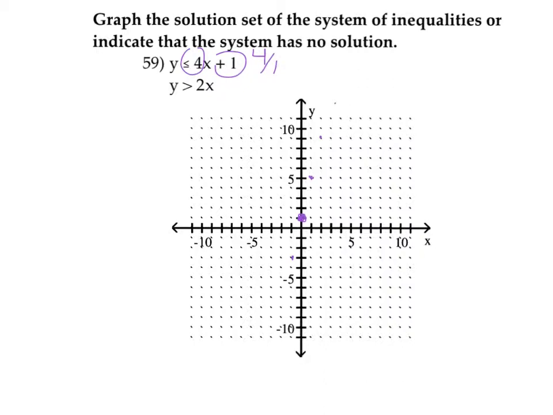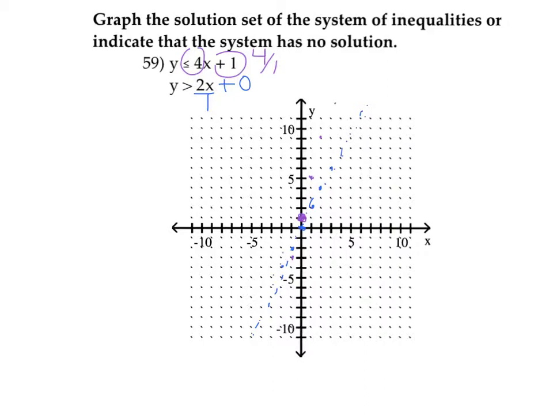This other line starts at 0, so we put a dot at 0. And then we go up 1, right 1, up 1, right 1, and same that way in the other direction. And then we draw that line. That's a dashed line because it's not equal to. I can't make a dashed line like I made the solid line.